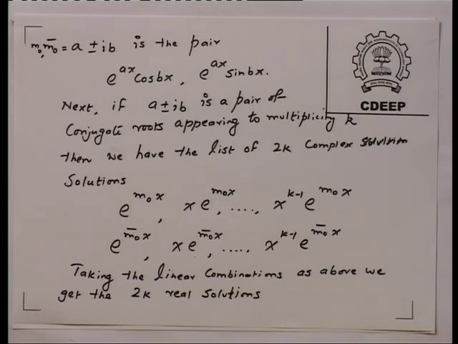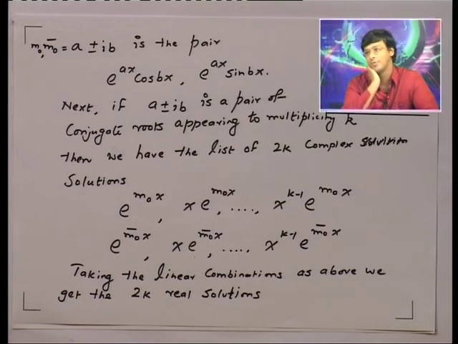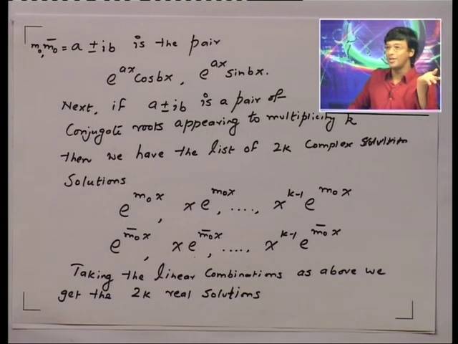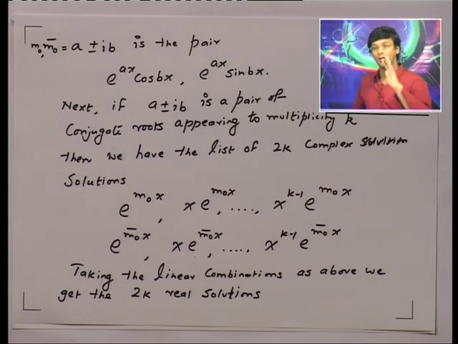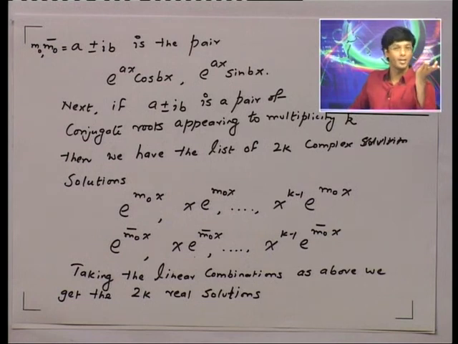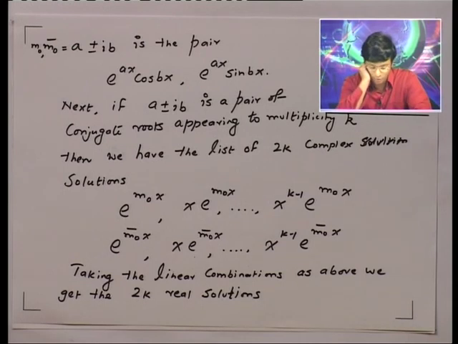m naught, m naught bar is the pair a plus minus ib. So corresponding to this pair, we have the pair of real solutions, e to the power ax cos bx, e to the power ax sin bx. So complex roots appear in conjugate pairs, and so for a pair of roots, we have a pair of real solutions, e to the power ax cos bx, e to the power ax sin bx. If you want, you can work with the complex solutions, e to the power m naught x, e to the power m naught bar x, or you can work with a real pair, e to the power ax cos bx and e to the power ax sin bx.